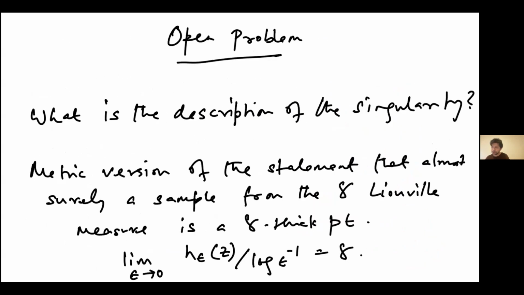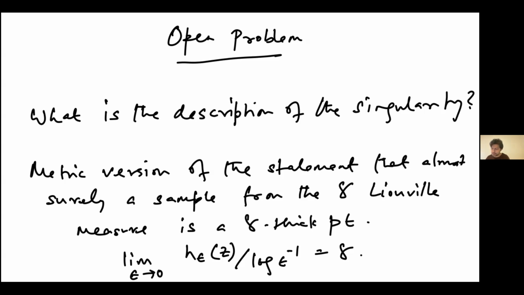And I'll end with one open problem. What is the description of the singularity? We know this field is singular with respect to the GFF. The basic intuition is that because this geodesic is length minimizing, it should pass through atypically small values.